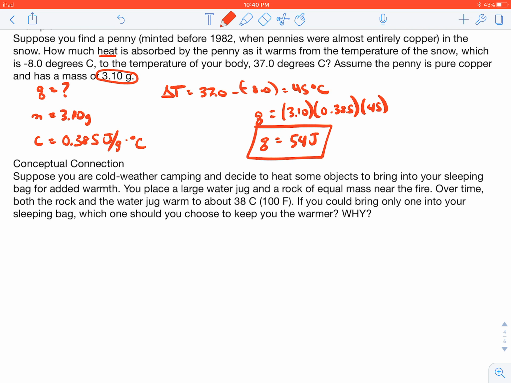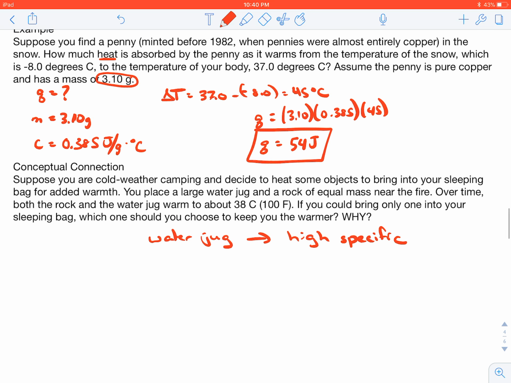Well, what did you think? Hopefully you chose the water jug. The water jug, water, we said earlier, has a very high specific heat, so it's going to take more energy to get warm, but if it's the same temperature, then it's also going to take longer to cool down. And that makes sense if you think about your hot pan after heating it up. It cools down much faster than the water on the inside.